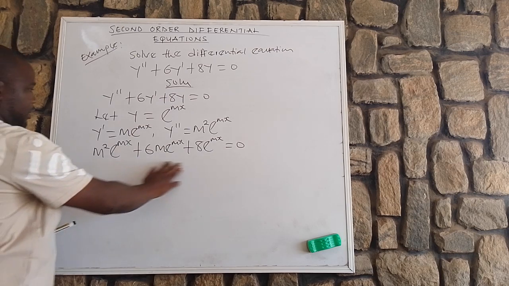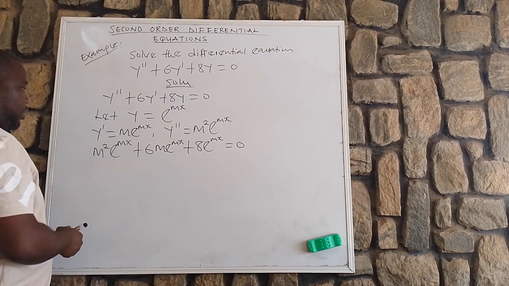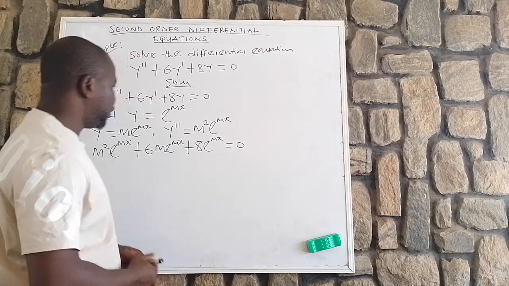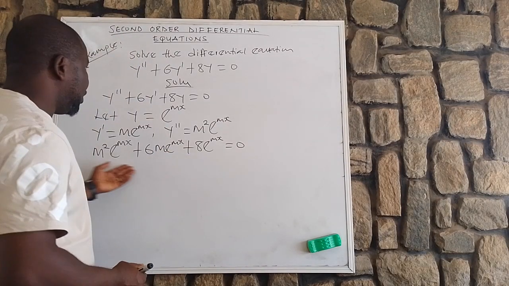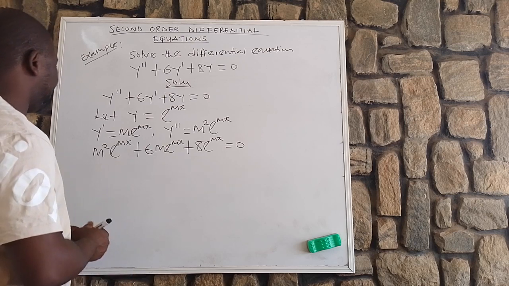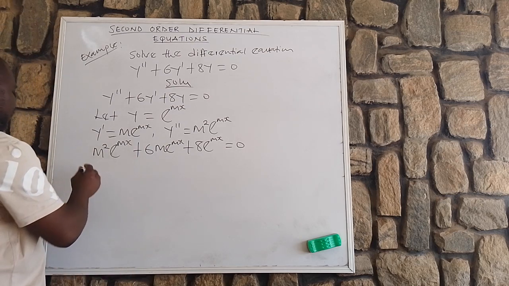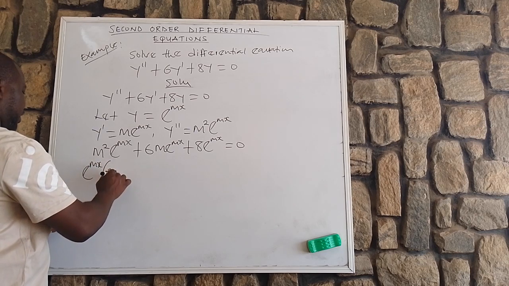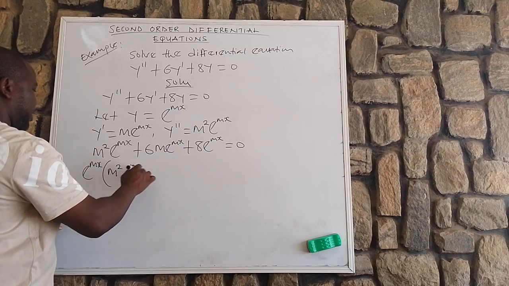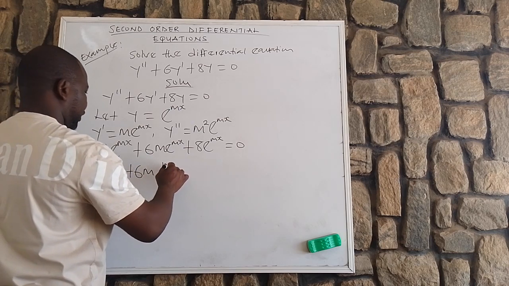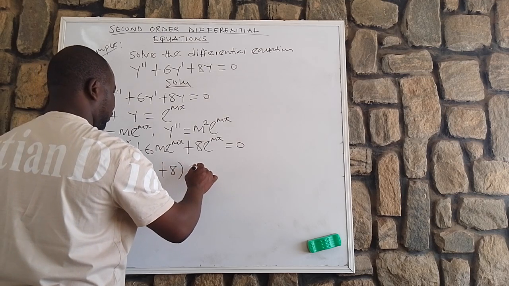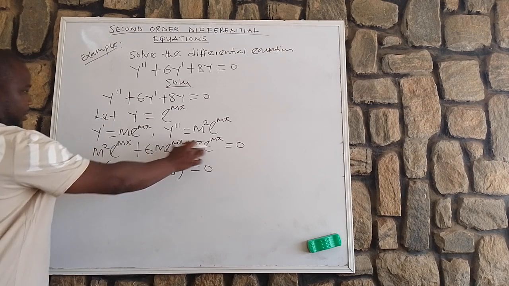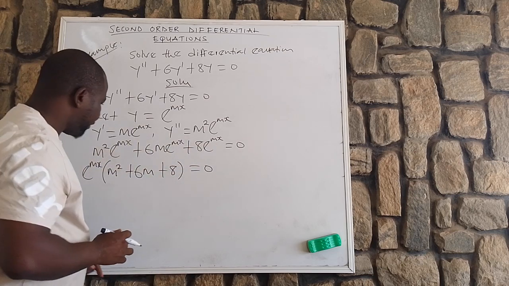Okay, so look at this differential equation. Ask yourself what is common on the left hand side. You discover that e^(mx) is common to all of them, so we factor it out. Here will be m squared plus 6m plus 8 equals 0, because by the time you multiply out, you still get back the same thing.